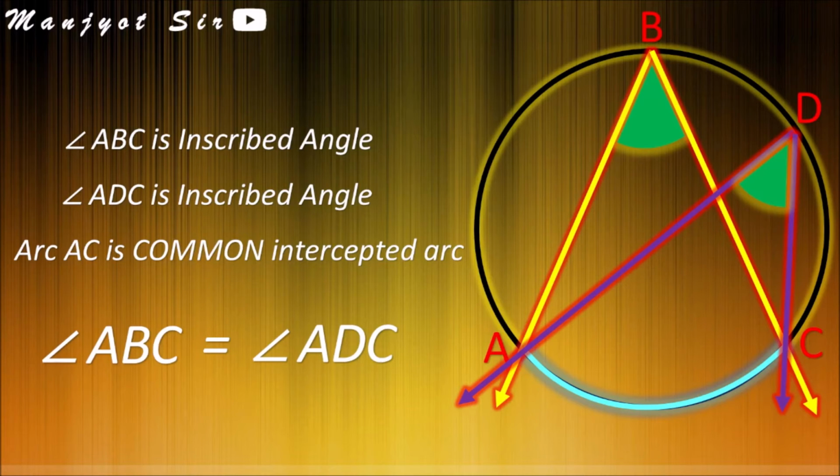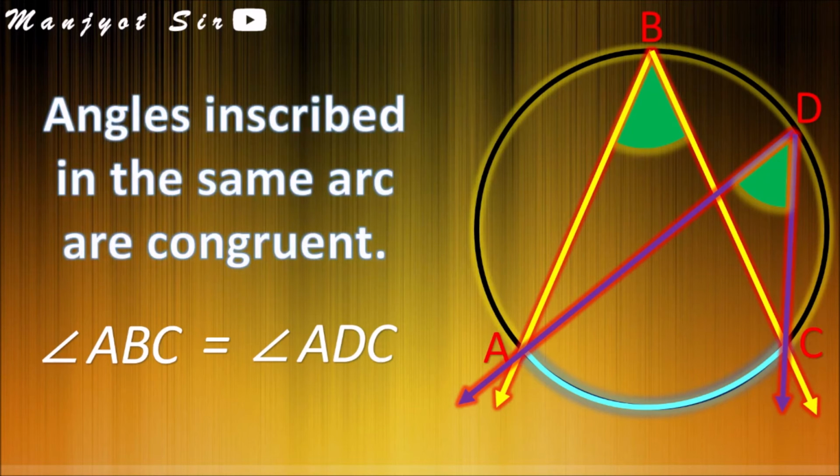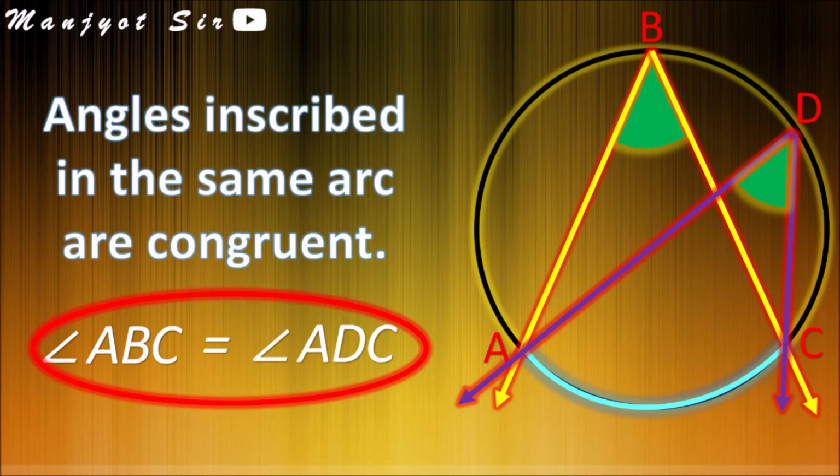Here, AC is an intercepted arc for angle B and AC is an intercepted arc for angle D. So these two angles have a common intercepted arc. In such a case, these two angles are always congruent, and in the reason we write: angles inscribed in the same arc are congruent. Remember, this is very important. This is used in many sums. So make sure you take a screenshot of this page if you want, and this will be the reason: angles inscribed in the same arc are congruent.